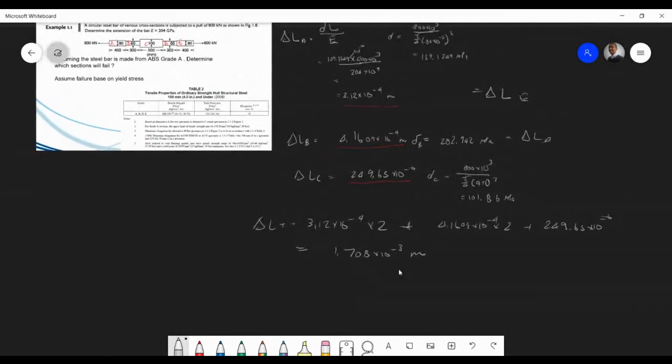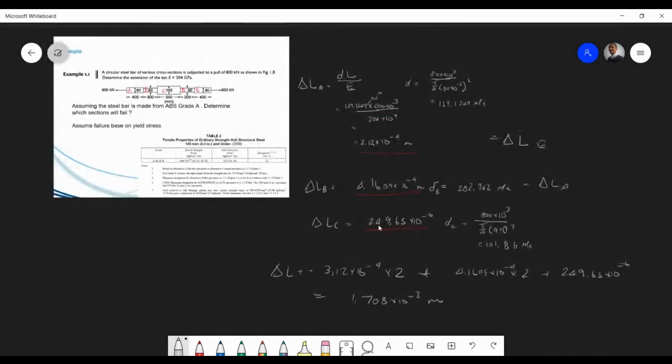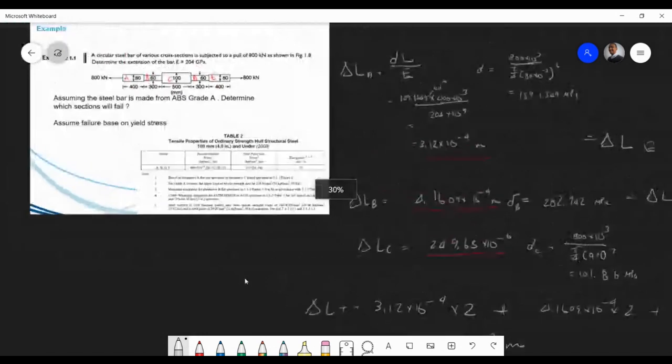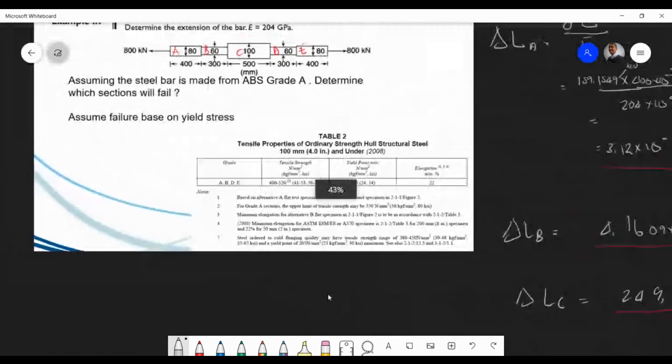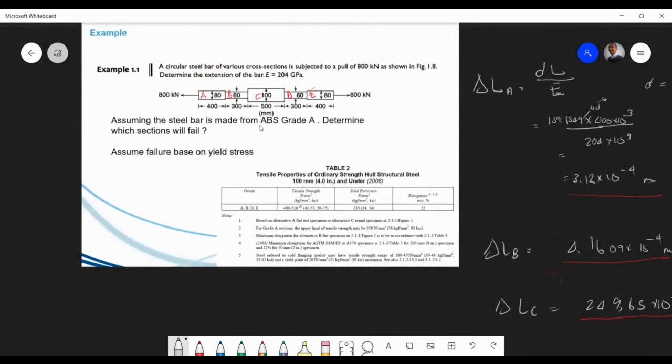So are we all happy with the total length? That looks legit, 1.7 odd millimeters. Small. You look at your vernier caliper, it's a small amount for that amount of load, because you have a lot of elements here. Now my next question: assuming the steel bar is made from ABS grade A, so all the grades over here are the same, determine which sections will fail. Assume failure is based on the yield stress.